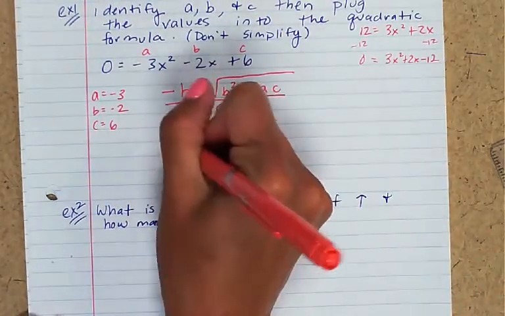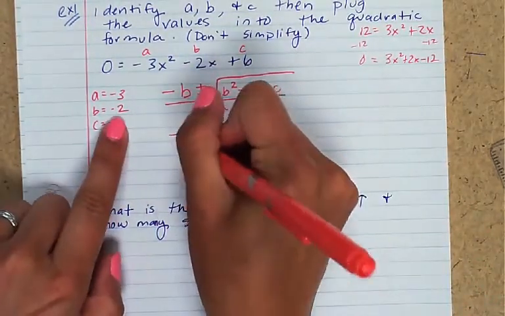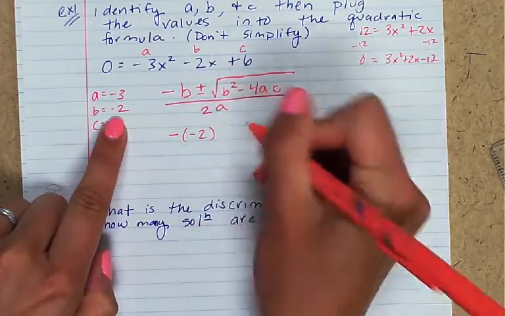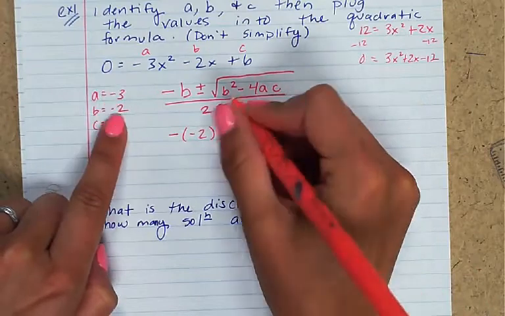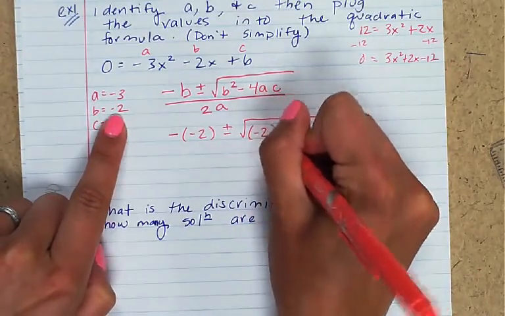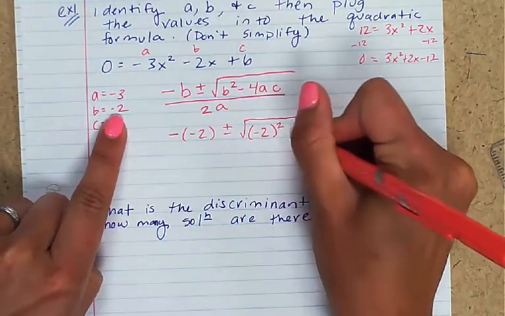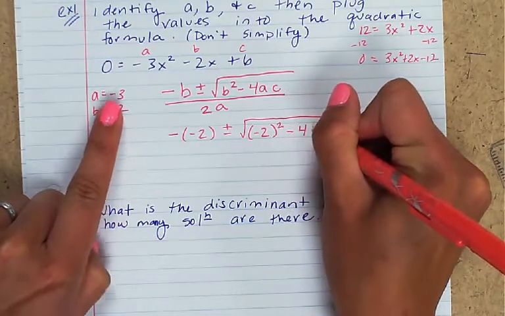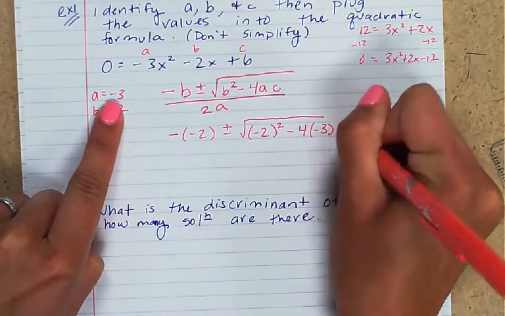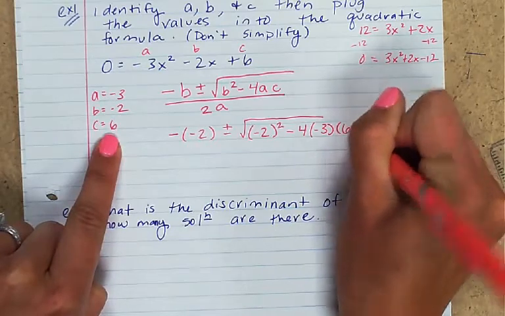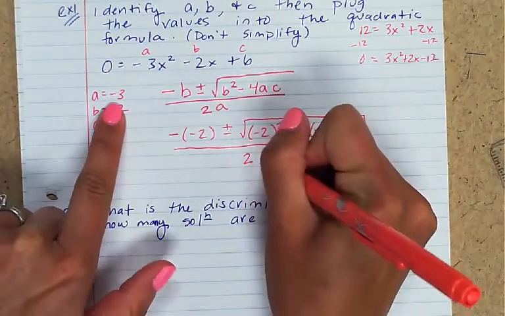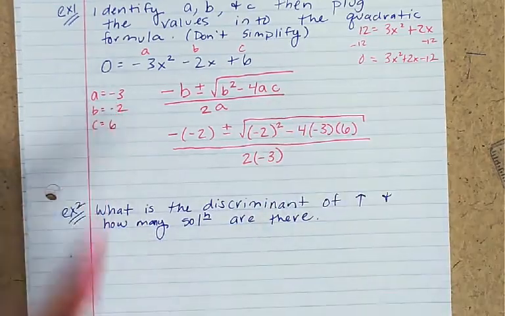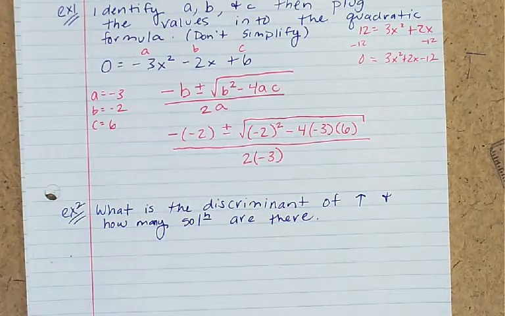So what you should write, so this is negative b, so negative 2, plus or minus the square root of b, always use parentheses, squared minus 4 times a times c, all over 2 times a. So for the quiz on this one, that's all you have to do. There is no actual solving yet.